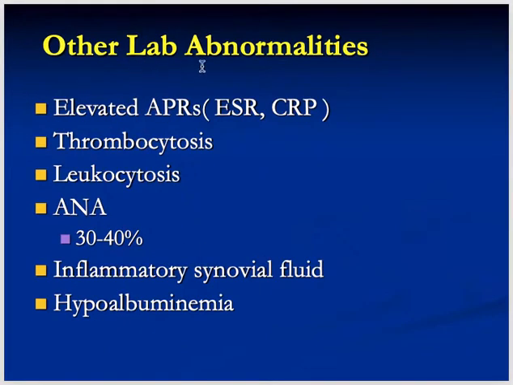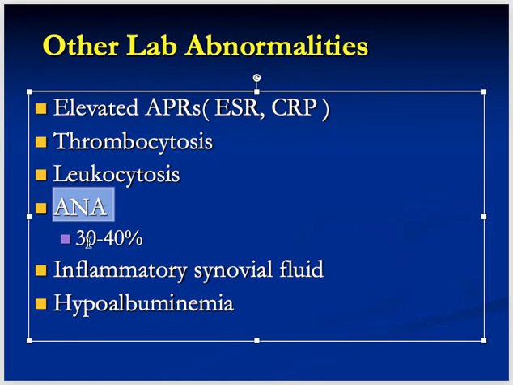Other lab abnormalities I already told you about: anti-neutrophilic antibodies can be present in 30 to 40% of the patients. We can also do synovial fluid analysis, simply because it will show the inflammatory changes.